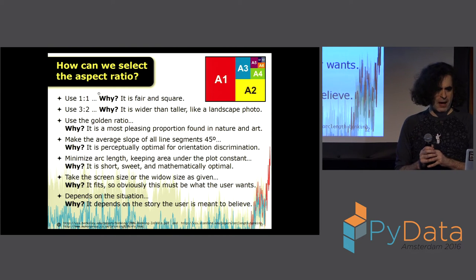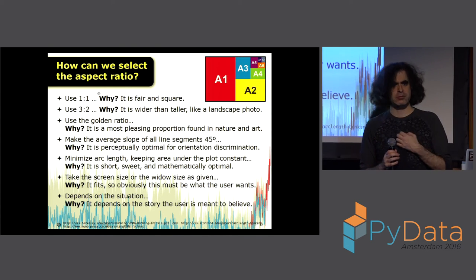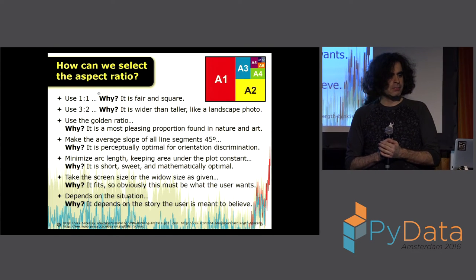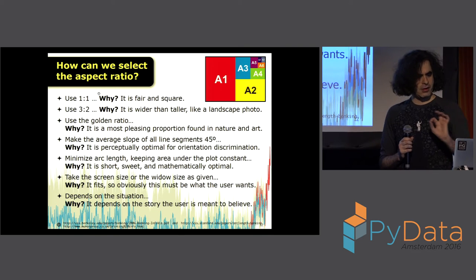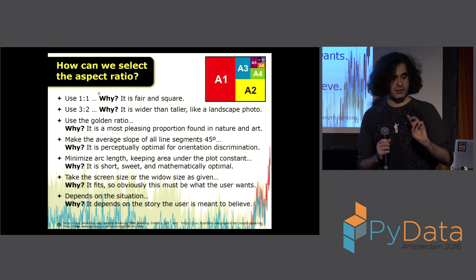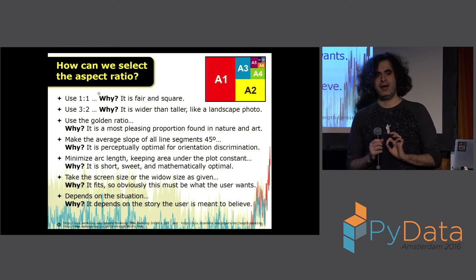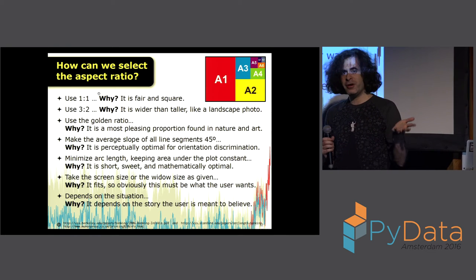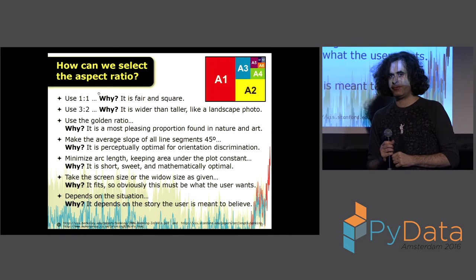Well, what about if we take a more principled approach and we minimize arc length while keeping the area under the plot constant? It is short, it is sweet, it is mathematically optimal. Who thinks that the mathematically optimal answer should be the objective correct answer?